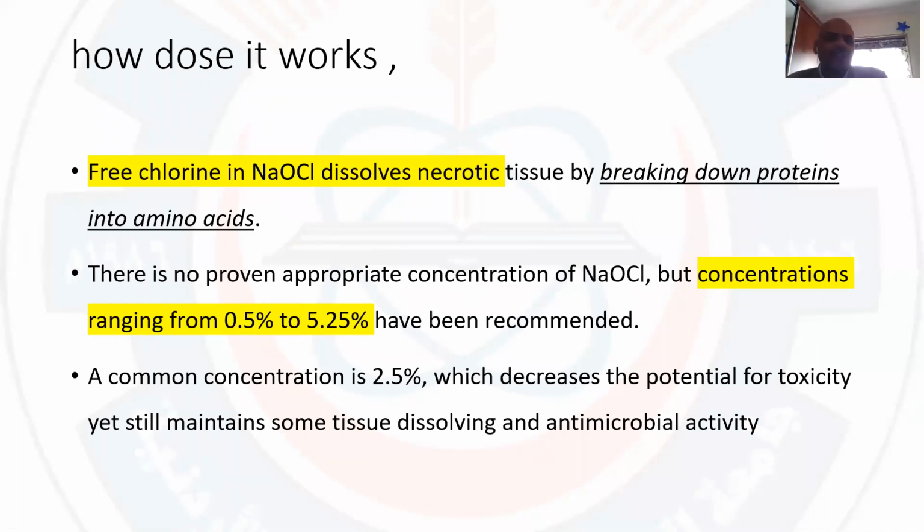How it works: the free chlorine in the sodium hypochlorite dissolves necrotic tissue by breaking down the proteins into amino acids. Now, regarding the concentration, there is no difference actually in the antibacterial effect between 0.05 up to the full concentration of 5.5. However, the full concentration has a better ability to dissolve tissue. So as an antibacterial effect, low concentration is equal to high concentration, but as a dissolving effect, the higher concentration is better, and heating the sodium hypochlorite will increase the efficiency of dissolving the tissue.